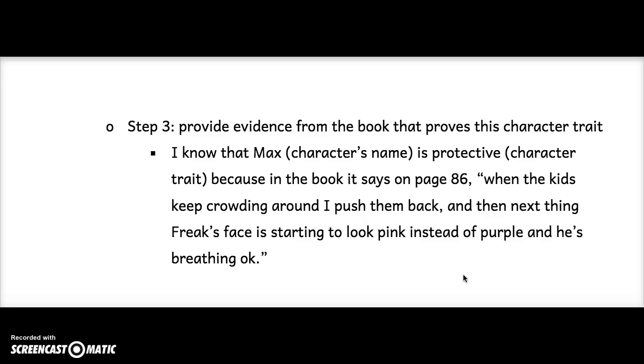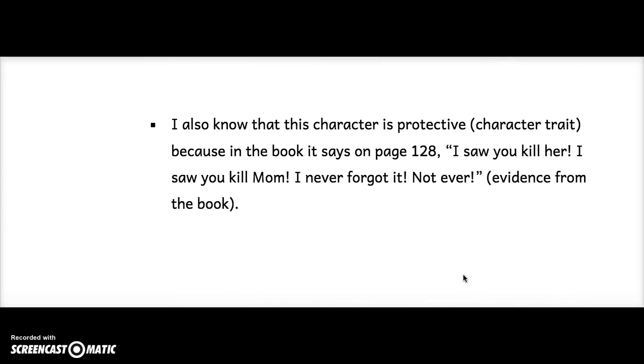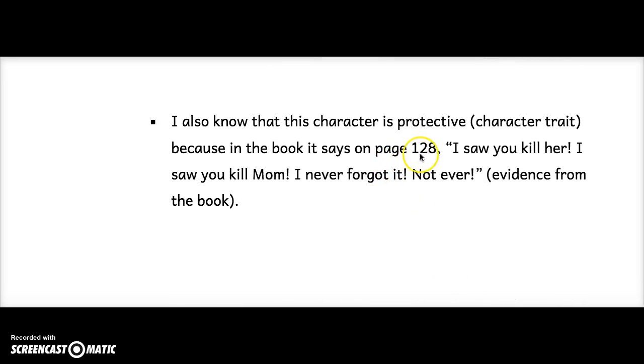I'm starting to think about another time that Max is protective, and I'm thinking about when Killer Kane is with him and kidnaps him. And there's one part that stands out to me about showing that Max is protective, and that's on page 128. And that's where he says, "I saw you kill her. I saw you kill Mom. I never forgot it, not ever." And that shows that Max is protective because he protects Loretta by diverting the attention from her and getting that attention towards him.